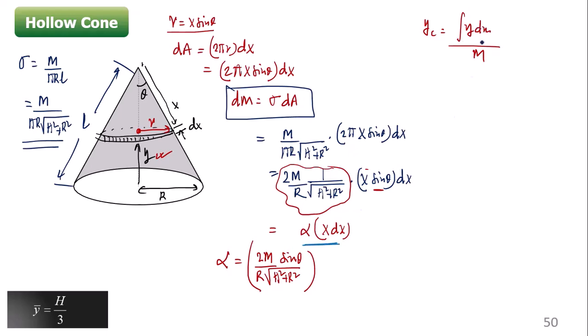In the numerator, what is y? y is not changing. So how to write y in terms of x? For that, this vertical height is equal to h minus y. For the upper triangle, can I write x square should be equal to small r square plus h minus y whole square?